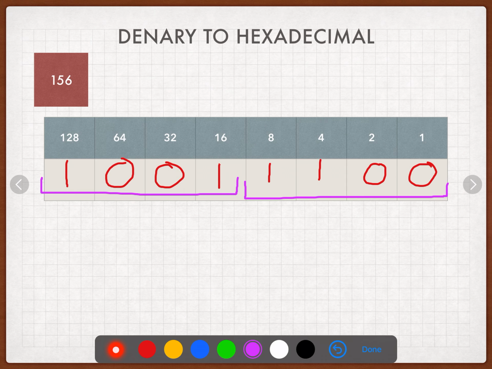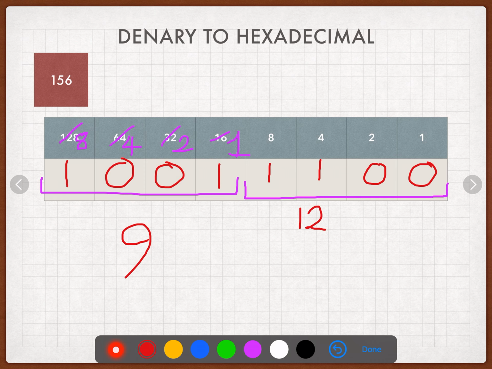Now that we've got our number written in binary and split into nibbles, we convert each nibble into a hexadecimal number. Above each nibble, we write the numbers 8, 4, 2 and 1. Let's start with the left nibble. We can see that we've got one lot of 8 and one lot of 1. When we add those together, we get 9. In the right nibble, we've got one lot of 8 and one lot of 4. When we add those together, we get 12.